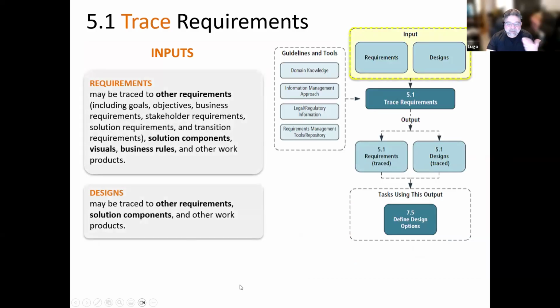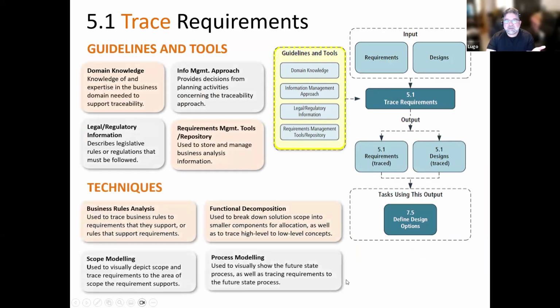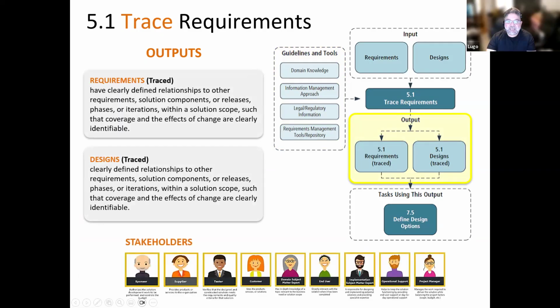Here you have, again, just a reminder of the workflow. So you have the inputs, you have guidelines and tools, then you have techniques such as business analysis, business rules analysis, functional decomposition, scope modeling, and process modeling. And then finally, you have outputs. You have the traced requirements and designs. And then you have a series of stakeholders.